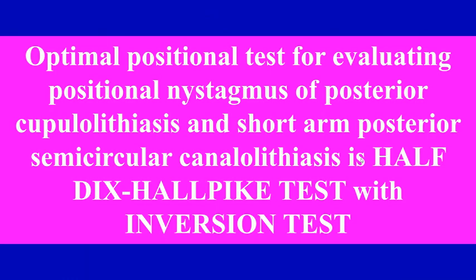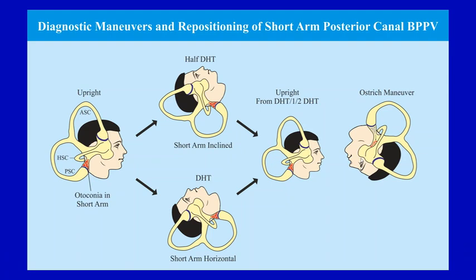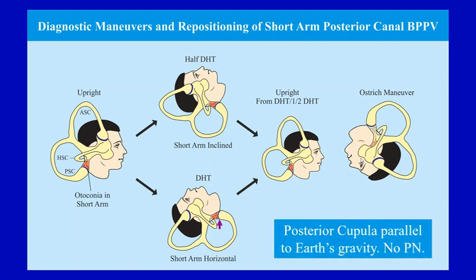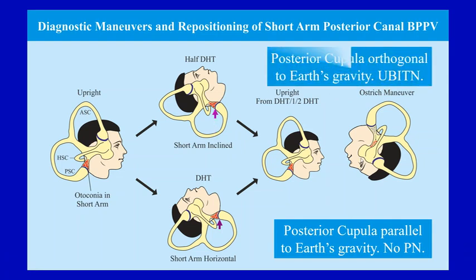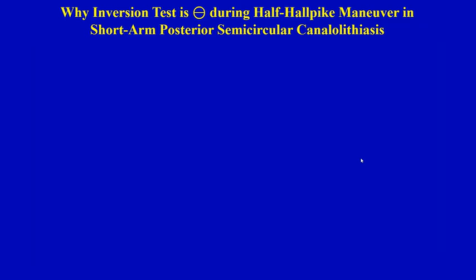So the optimal positional test for evaluating positional nystagmus of posterior semicircular cupulolithiasis, and we add here also over and above the Barany Society criteria, short arm posterior semicircular canalolithiasis is the half Dix-Hallpike test in conjunction with the inversion test. Again, for your revision, in the Dix-Hallpike test in short arm posterior semicircular canalolithiasis, the posterior cupula is parallel to the Earth's gravity, no positional nystagmus. In the half Dix-Hallpike test, it is orthogonal to the Earth's gravity and you see an upbeating ipsitorsional positional nystagmus.